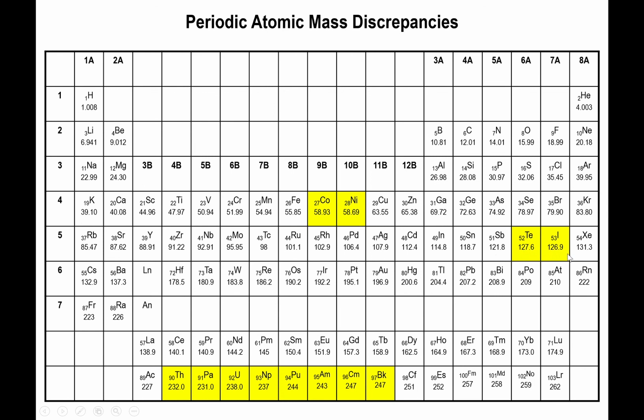The mass goes down. And you see the same type of business happening all the way down here in the bottom of the periodic table. From thorium to protactinium, the mass goes down. From uranium to neptunium, the mass goes down. From plutonium to americium, the mass goes down. And from curium to berkelium, the mass goes down.